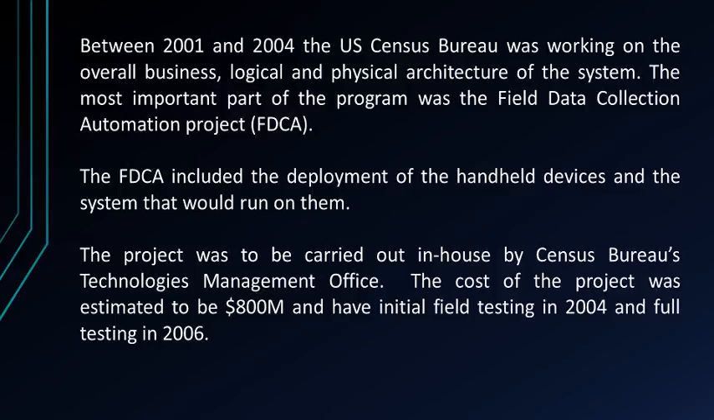Between 2001 and 2004, the US Census Bureau was working on the overall business, logical and physical architecture of the system. The most important part of the program was the Field Data Collection Automation Project, the FDCA. The FDCA included the deployment of the handheld devices and the system that would run on them. The project was to be carried out in-house by Census Bureau's Technologies Management Office. The cost of the project was estimated to be around $800 million and have the initial field testing in 2004 and full testing in 2006.